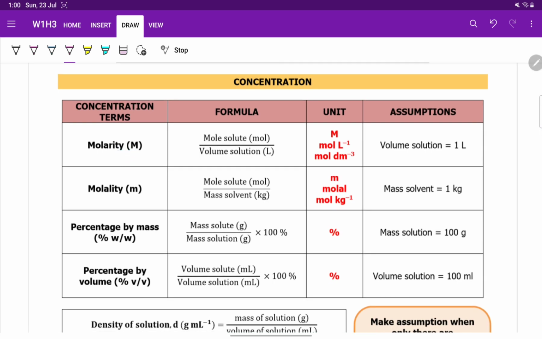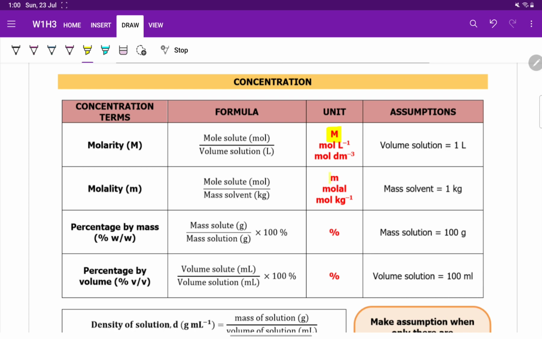So, for the molarity is mole of solute over volume of solution. So, mole in mole, volume in liter. Kemudian, unit dia, kita akan pakai unit akhir dia, selalu kita akan letak sebagai molar lah dekat sini. It's either you want to write down M, capital M over here, or you can write down as mole per liter.